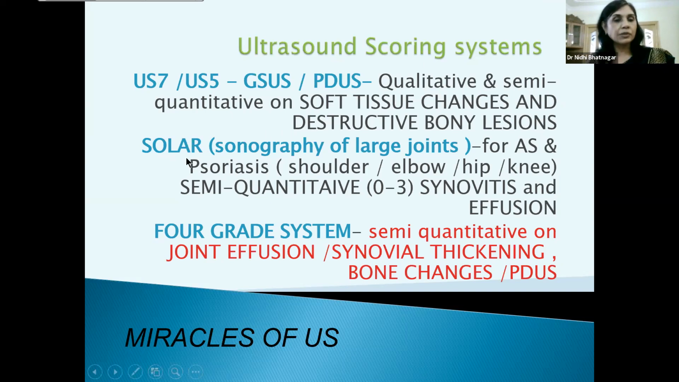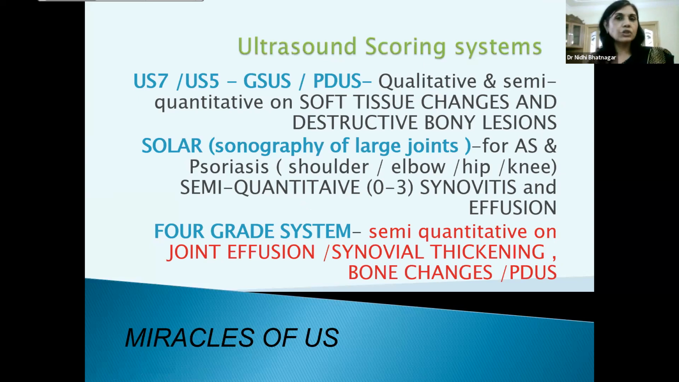The next one is SOLA, which is also called sonography of large joints. This is more applicable and is used more frequently for ankylosing spondyloarthritis and psoriasis. It is a semi-quantitative gradation or classification, and it's based only on the presence of synovitis and effusion in the joint. Then they brought a 4-grade system to ease it off, which is a modification over the SOLA, and it has very limited diagnostic confidence.